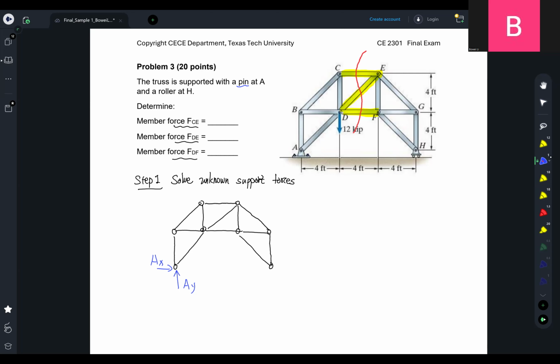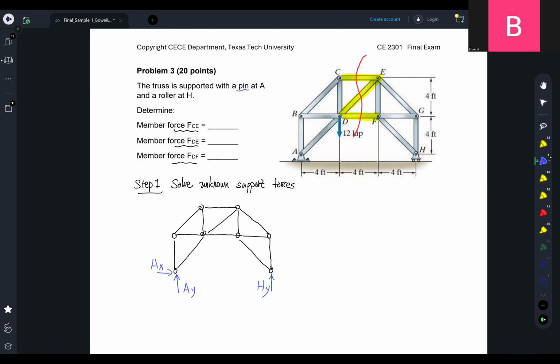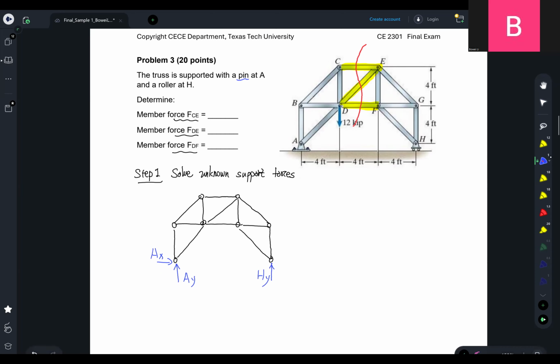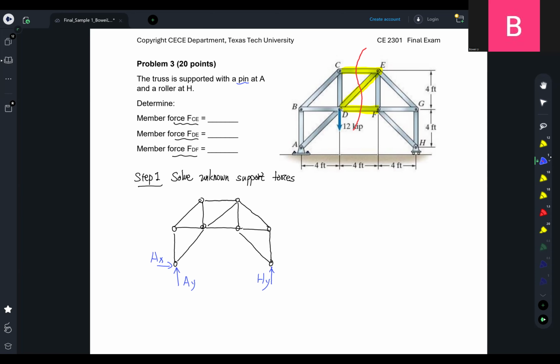Now for support H here, what are we going to have? Since it is a roller, and the roller will only have a force perpendicular to the direction that allows it to slide, and it can slide along the x direction, we are only going to have a force along y, so it is HY. In addition to that, what else do we have on the structure? We have the external force here.